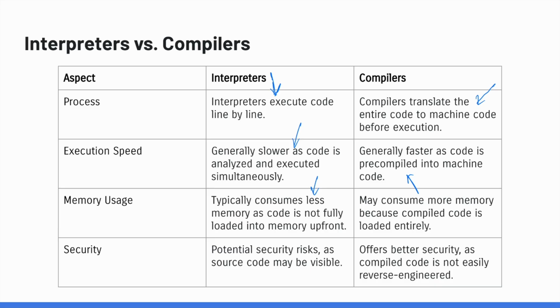And we're only going to be running one line of code at a time, so less memory is going to be required as compared to a compiler, where we're going to take all of the ones and zeros and basically the entire program and put that into memory so it can be executed.